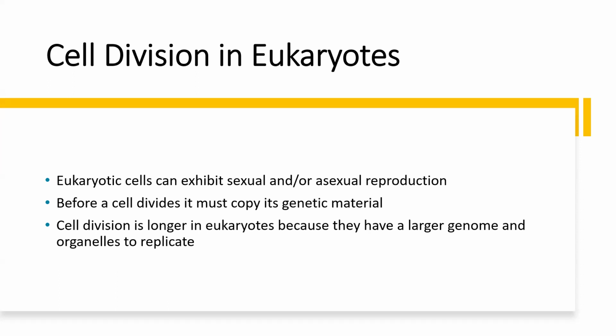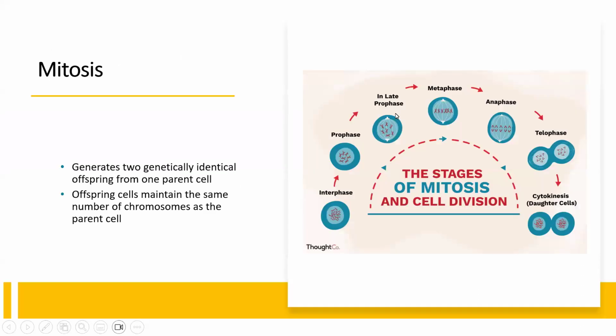And just in comparison, cell division is longer in eukaryotes because not only is their genome larger, they've got more genes, more base pairs, they also have to replicate all those intracellular structures that they have, all those organelles, which the prokaryotes are lacking. And so in mitosis, you get basically the generation of two identical offspring.